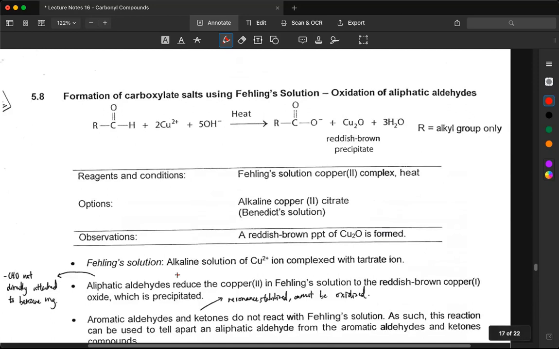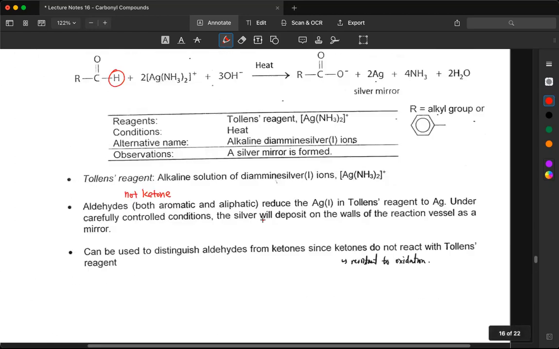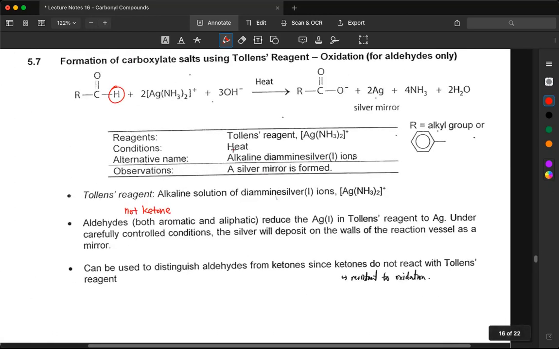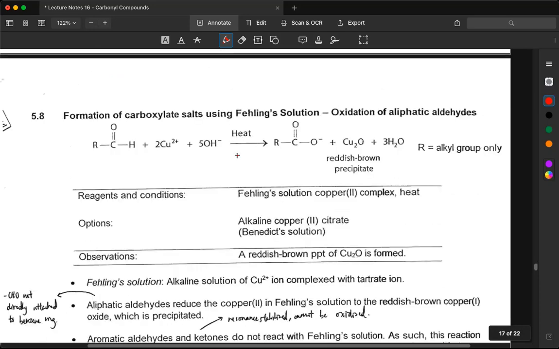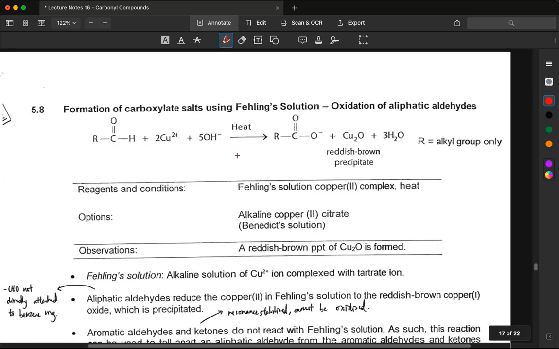Another reagent we can use is called Fehling's solution. It's actually alkaline copper 2+. Another name is called Benedict's solution. For those students who take bio, you should be familiar with this. Okay, and you need heat. For this, you also need heat. I forgot to mention, so both reactions require heating, but not too hot. Just gentle heat will do. Okay, you just need some thermal energy to activate the reaction.